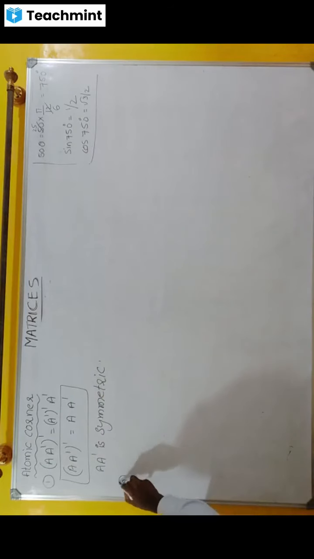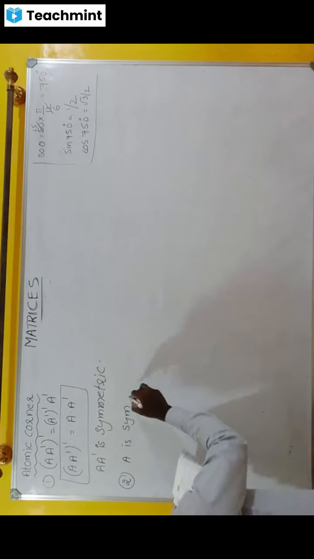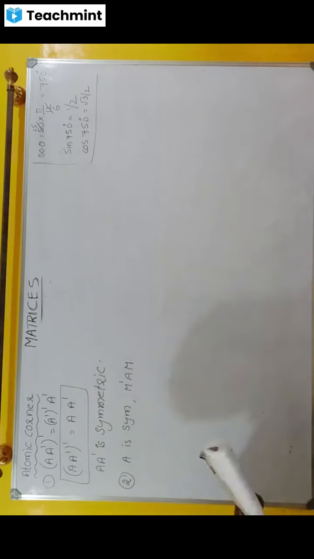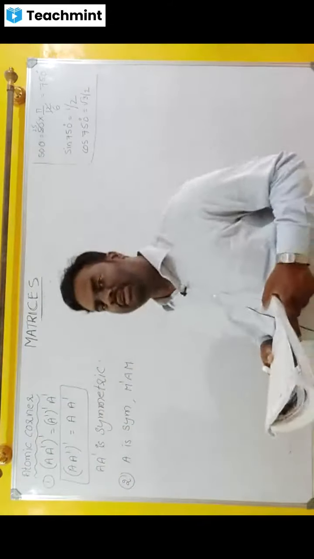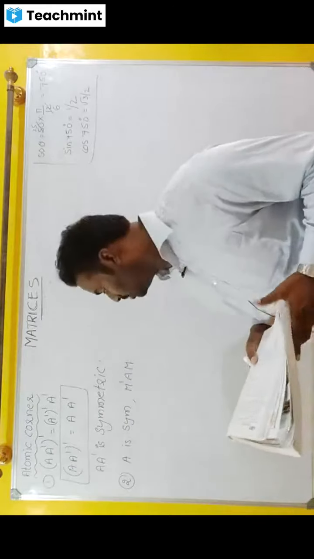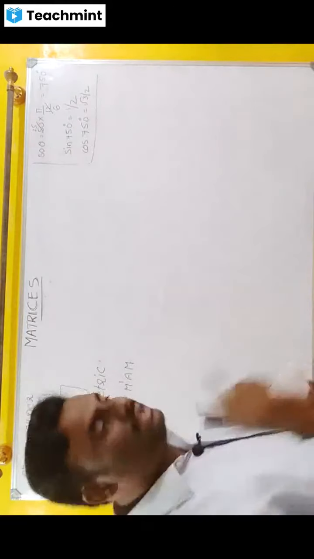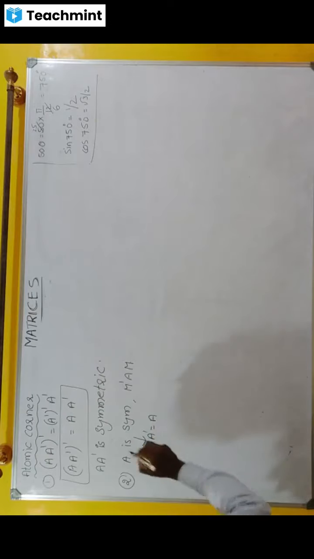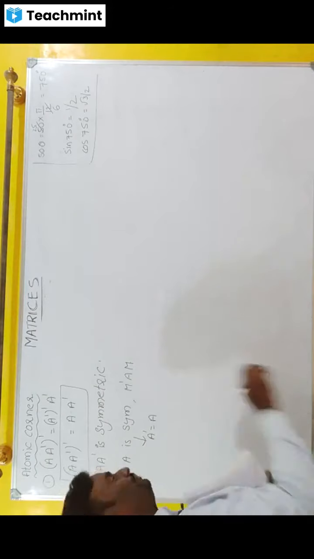Next, second question. A is a symmetric matrix. Then we need to find M dash into A into M. In the second question he mentioned A is a symmetric matrix. What is the condition for a symmetric matrix? A dash is equal to A. But we need to find M dash into A into M.